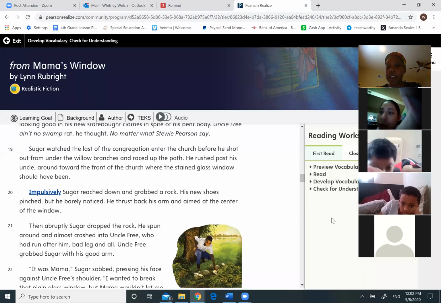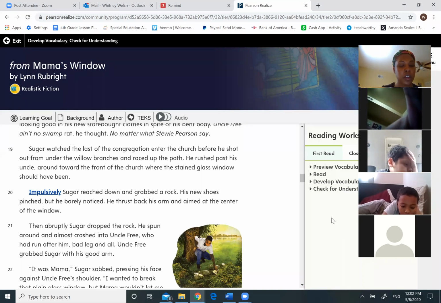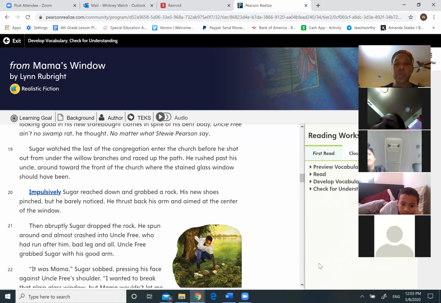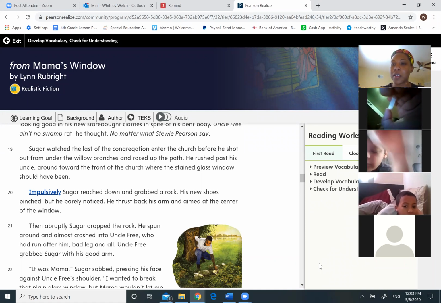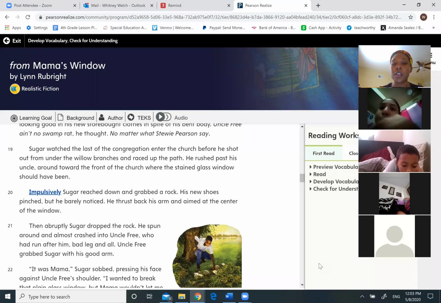Yes, y'all are both correct. Remember, impulsively means when you do something without thinking about the consequences that could happen after you do it. So remember, we saw the picture of the little girl cutting her hair. What would be the consequence for that? If her parents were to find out she's cutting her hair, what could be a consequence? She could have gotten grounded. So here we have Sugar who wants to throw this rock at the window, and he does it impulsively.